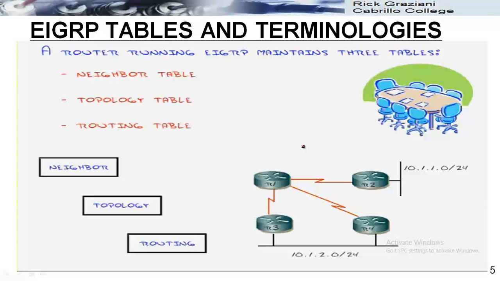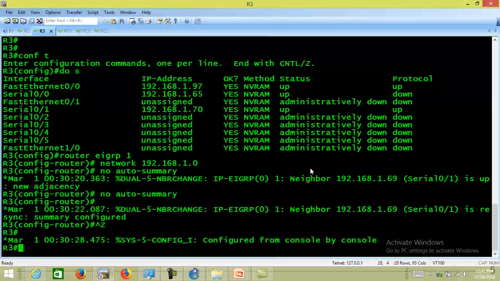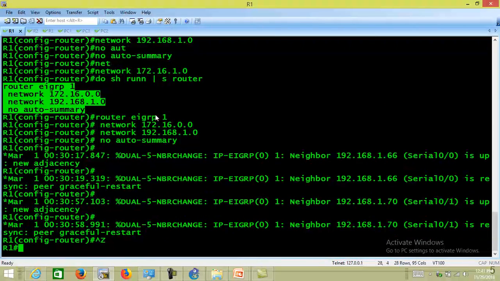All right, we continue exploring the tables and terminologies that go with EIGRP, so that we can understand the inner workings of EIGRP, because of the various things that can come to haunt you as you're doing your network maintenance and troubleshooting. So through the hello packet, we are able to discover neighbors, and we list them in the neighbor table. In the previous video, we left off where we had configured EIGRP on all the routers.